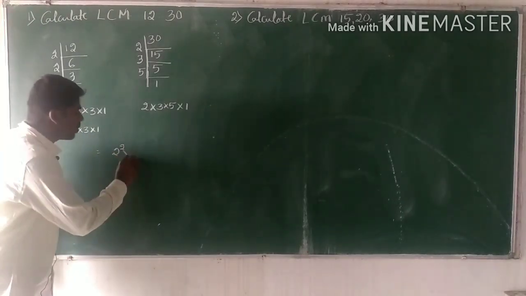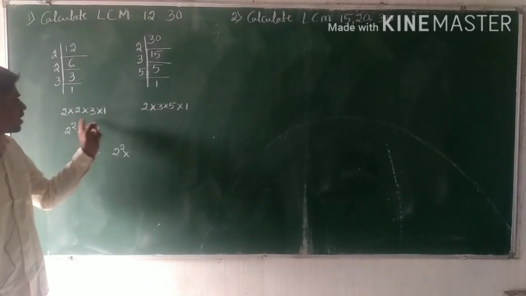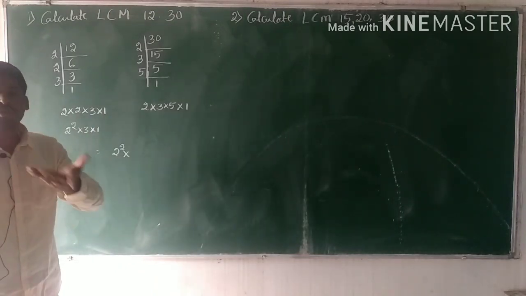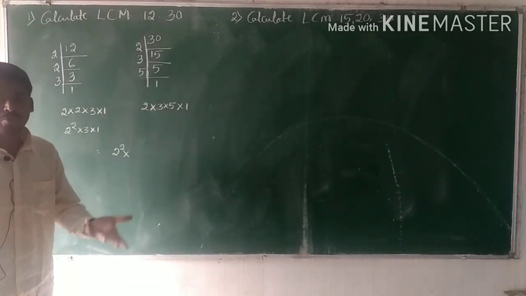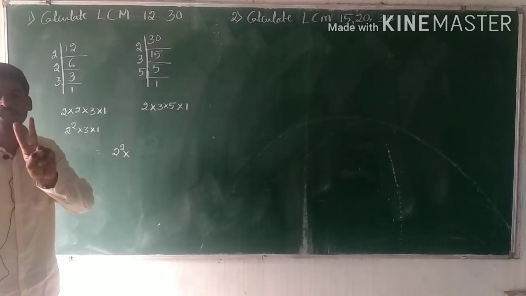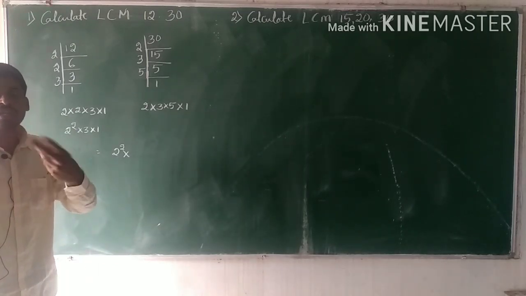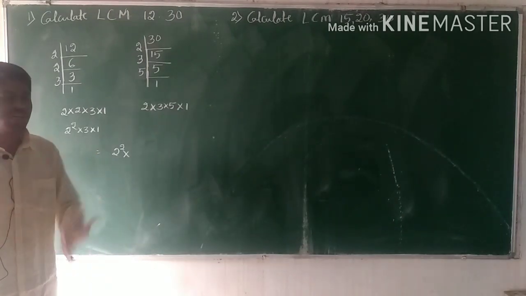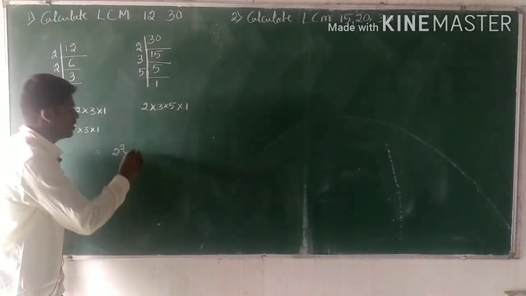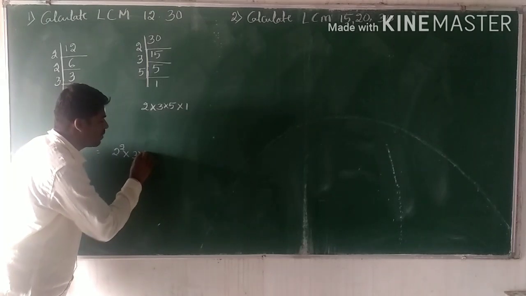Next, what is the second condition we are going to take? Check it out. The remaining other values are not to be repeated, 2 times or 3 times. That's why the second condition is explained. You have to take the remaining common numbers. What are those remaining common numbers? 3 and 5. Now go to 3 into 5 into 1.